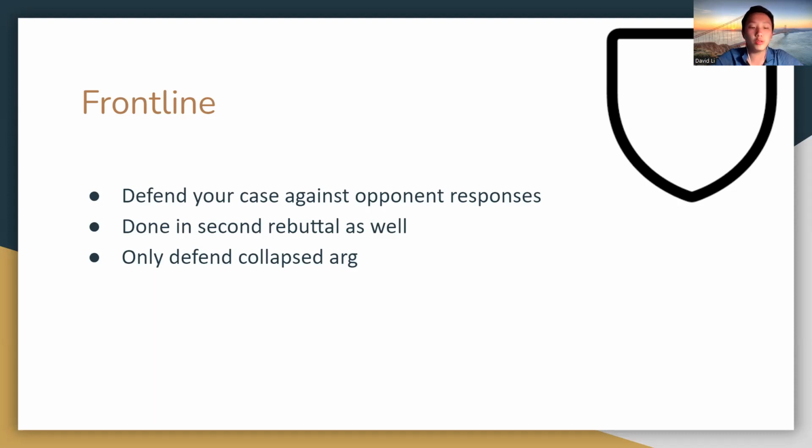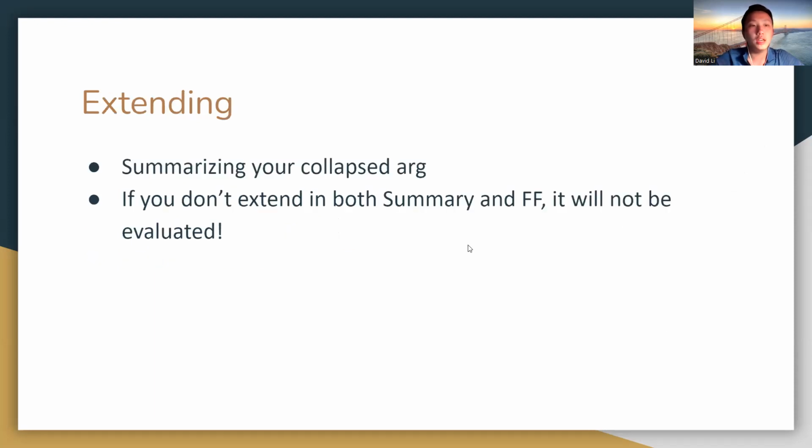Okay, now that we know what argument we're going to collapse on and how to defend the argument, let's see what the next step is. In this case, the next step is going to be extending. Since you only have 3 minutes for summary, you don't have time to essentially read the whole contention over again. So what debaters typically do, and what's the best strategy here, is you want to kind of summarize that contention.